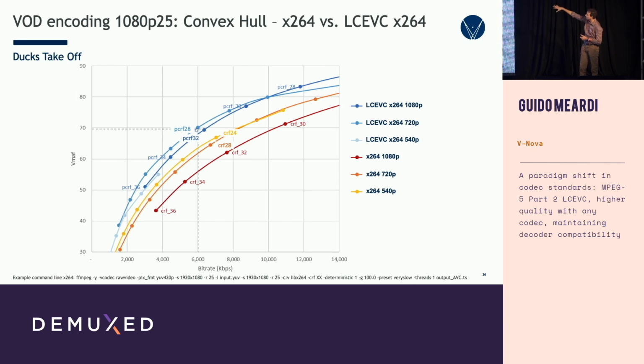And you see that in this case, this is ducks takeoff. At certain bit rates with X264, it's much better to go directly with 720p instead of 1080p. Similar convex hull concepts apply also to the LCEVC enhanced encodes, but with different crossing points and with a convex hull that is in a higher position.